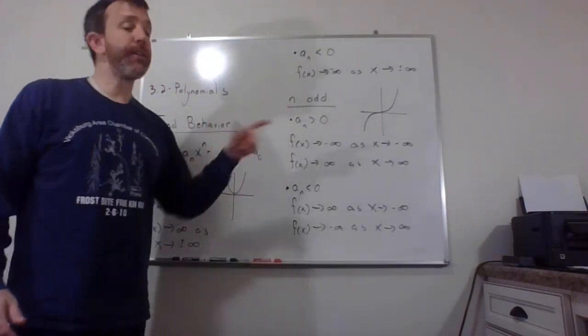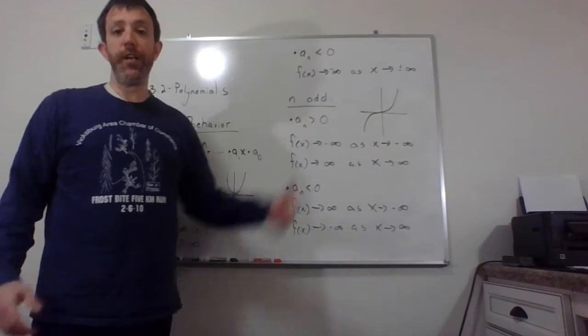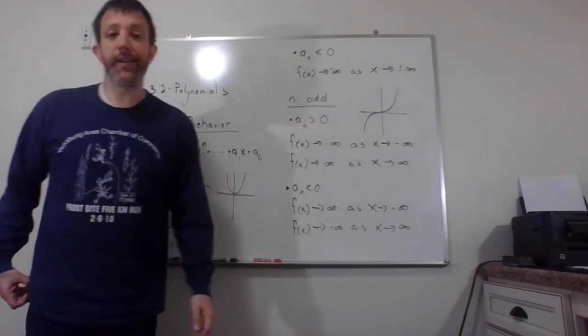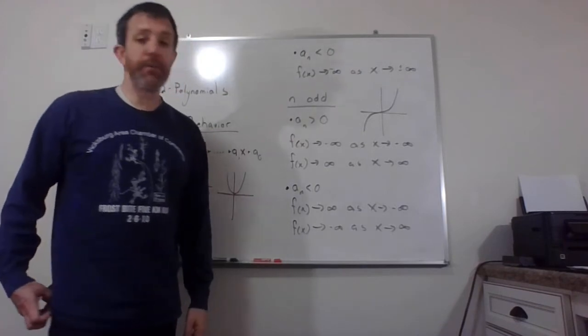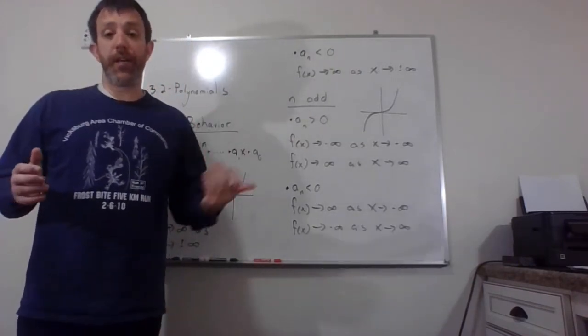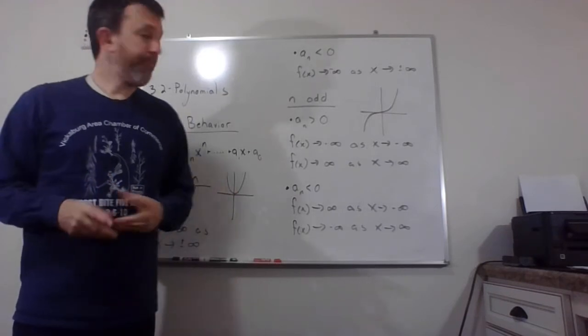Now, if n is odd, it's going to act more like a third degree polynomial. So you have this nice kind of cubic shape, I guess, and that's what odd ones are going to do. Notice that for these, it's going to go in different directions. On one side, it'll be up, and on one side, it'll be down.